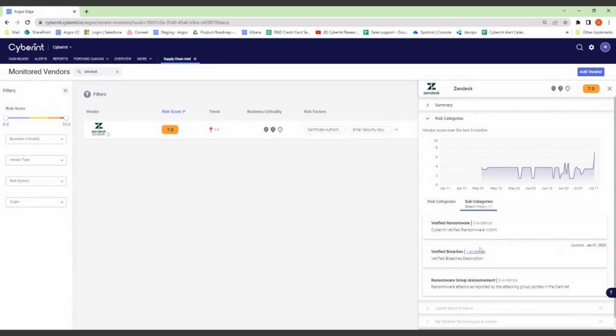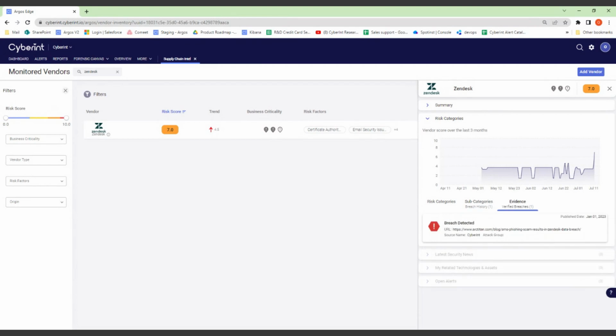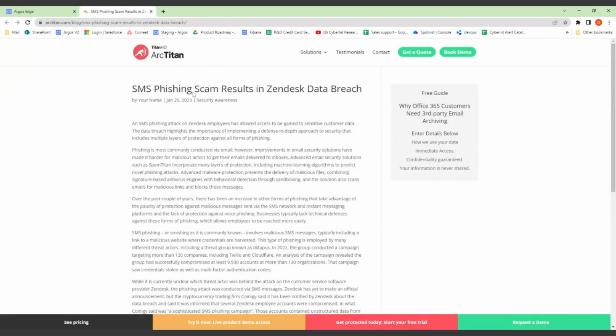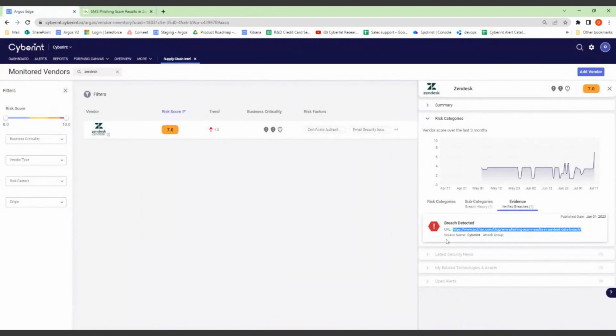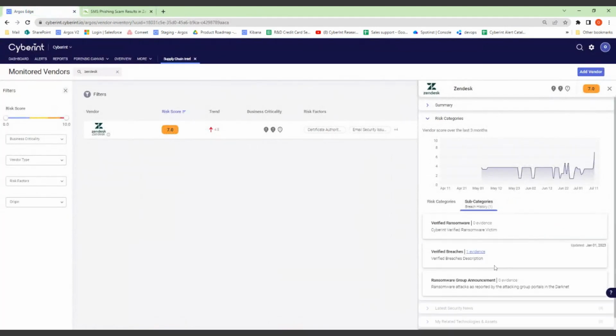If you look at breach history, you can see that we collect them from verified breaches from various sources. Those could be high-credibility sources, from official government press releases to anything else. We aggregate all this data and we'll float you an alert in real time if something relevant happens. In this case, you can see Zendesk experienced a verified breach at the beginning of this year. You can get the URL here and see that an SMS phishing scam resulted in the Zendesk breach earlier this year.